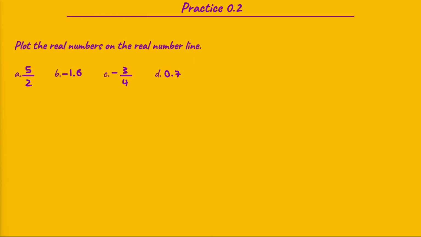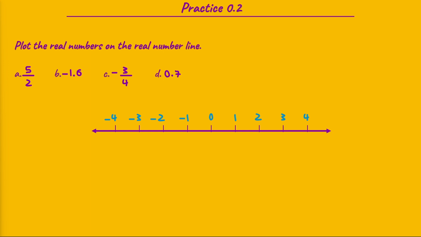Plot the real numbers on the real number line. So let's have the number line. First, you have 5/2, which equals 2.5. So it will be between number 2 and number 3. It will be here. Then you need to plot -1.6, which will be between number -2 and number -1. So it will be here.